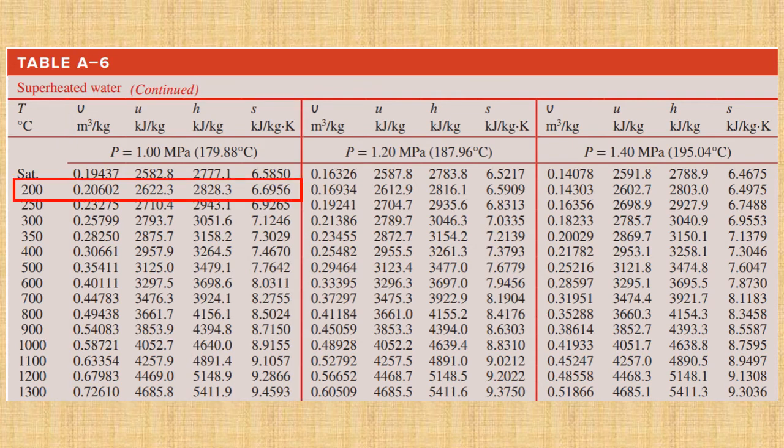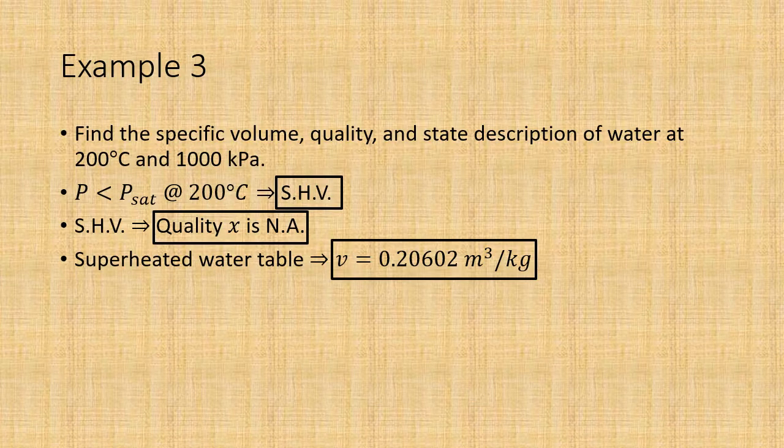We need the specific volume for this pressure and temperature combination, so we look under the specific volume column. The intersection of the temperature row and the specific volume column tells us that our specific volume is equal to 0.20602 meters cubed per kilogram. Now we have found all the answers for this example, and they are listed here. The final answers are in a box.